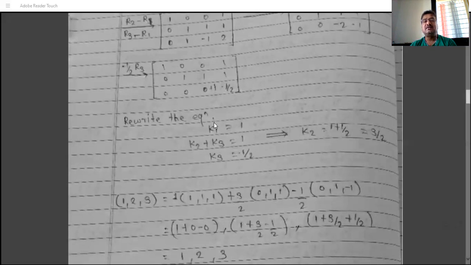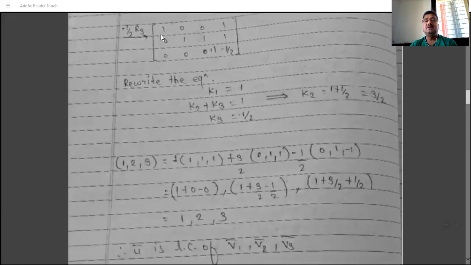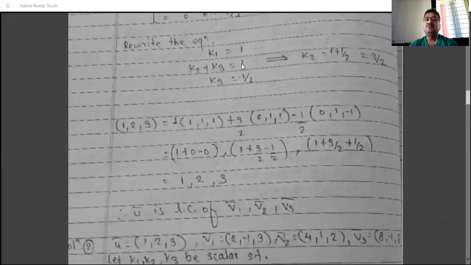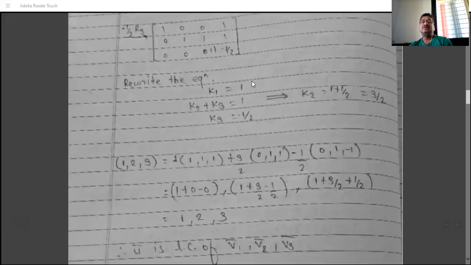So rewrite the equations like this. We have this matrix form, and now we have to write the equations from the matrix. K1 into 1 is K1 plus 0 into K2 plus 0 into K3 is equal to 1. Then 0 into K1 plus K2 plus K3 is equal to 1. And the last is 0 into K1, 0 into K2, K3 is equal to minus half. Substituting K3 as minus half into the second equation, minus half becomes plus half, so K2 is 3 by 2. So K1 is 1, K2 is 3 by 2, and K3 is minus half.